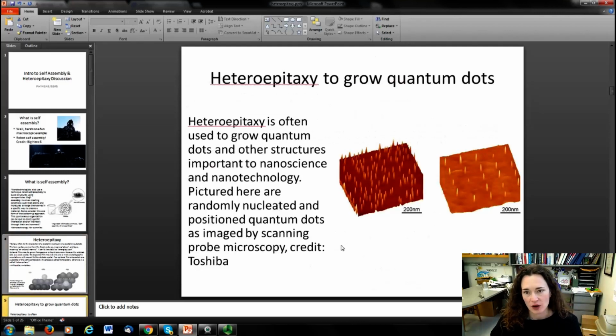So, like I said, heteroepitaxy is used in one way to grow quantum dots. It's got other applications, of course, but quantum dots are of great interest to us in our nanoscience class. So heteroepitaxy is often used to grow these quantum dots and other structures that are important to nanoscience, and that's why we're talking about them today. Here in the picture, you can see a scanning probe microscopy image of some quantum dots deposited on a substrate. And you can see they have kind of a random growth pattern over here, or it can be locked into growing in a very regular array depending on what you do with your surface and how you treat it and your conditions.